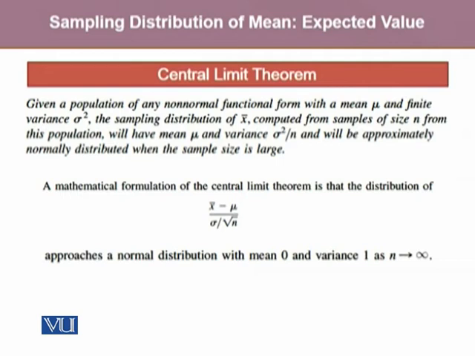And hence, the mathematical formulation of the central limit theorem is x bar minus mu divided by sigma over root n, where sigma over root n is the standard error of x bar, which approaches the normal with mean 0 and variance 1 as n grows to infinity.